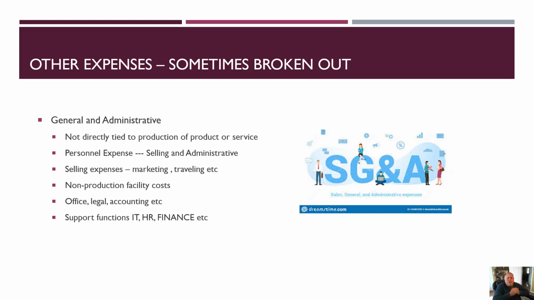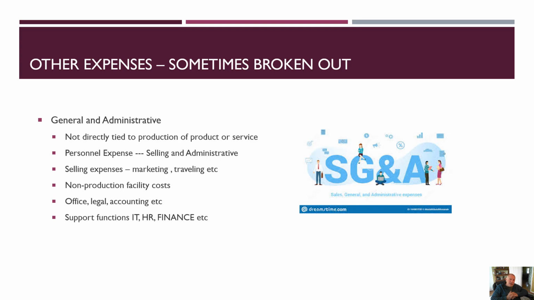Continuing on with our analysis of expense, other expenses are sometimes broken out into a little more detail. And we look at, the first one is general and administrative. These are things that are not directly tied to production of product or service, meaning the volume. These do not connect to a volume specifically. That includes the personnel expense of selling the product and the administration of the firm, which includes IT, HR, finance.